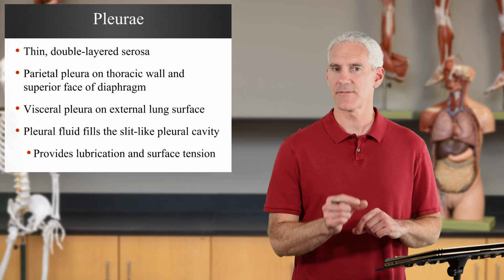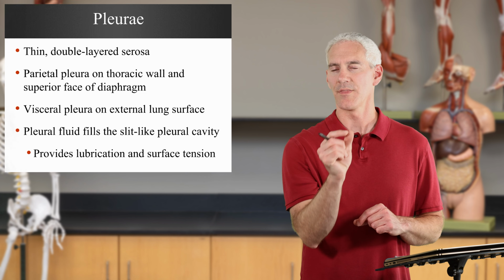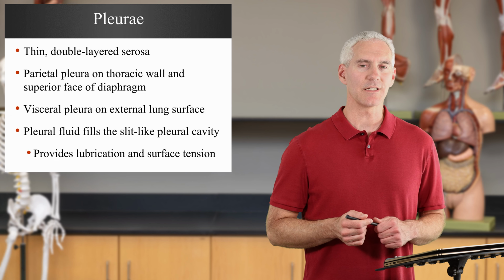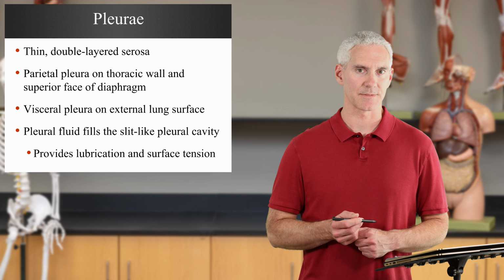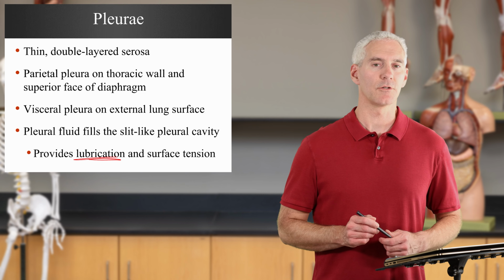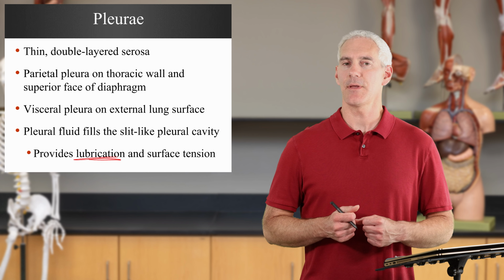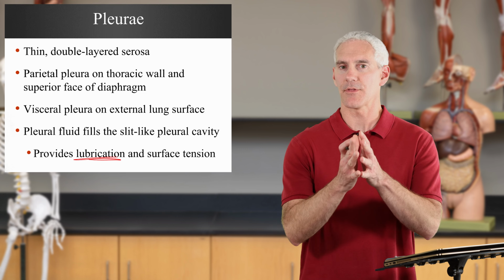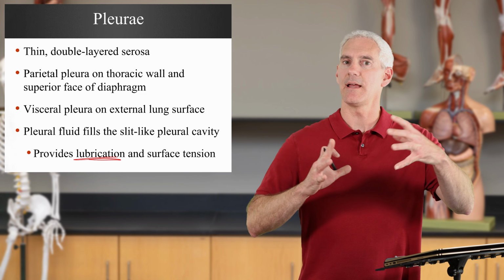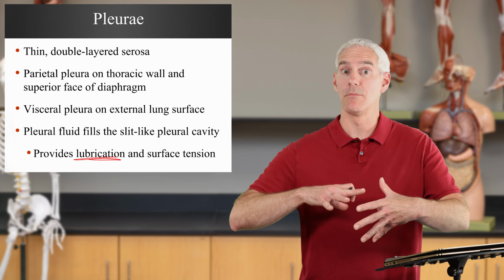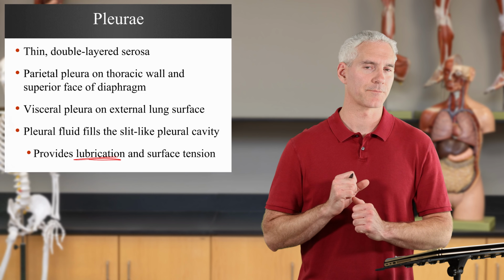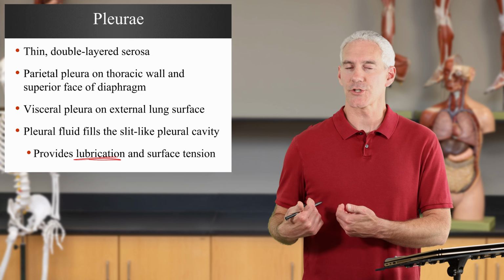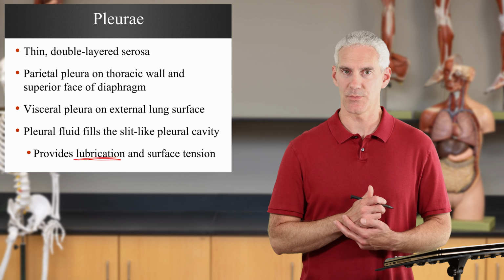And in between the two, there's a very thin space. This little slit is fluid filled. And that fluid is going to serve 2 main purposes. First off, provides lubrication. Every time you breathe, doesn't matter if it's a shallow breath, a deep breath, every breath causes the lungs to expand and contract. It just depends on how much they expand or how little. But that expansion is movement. That movement would create friction if you didn't have this fluid in between.